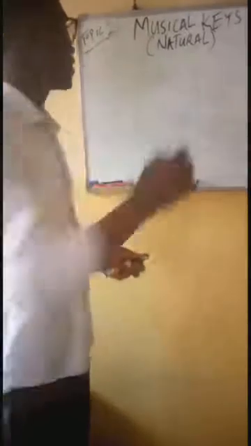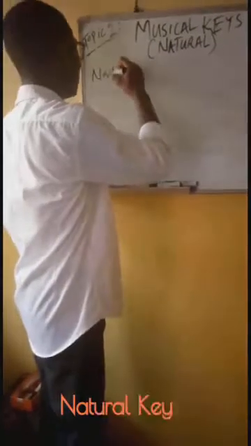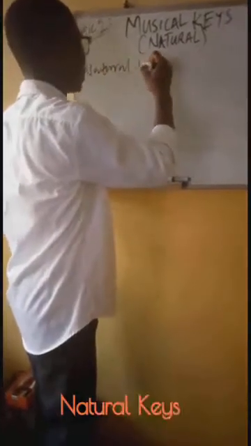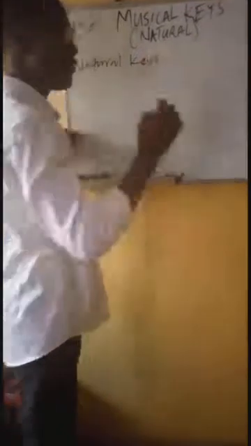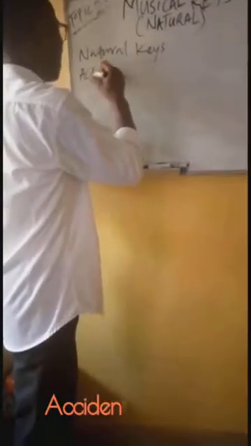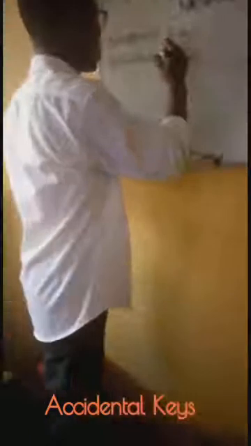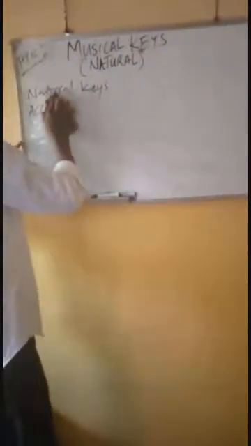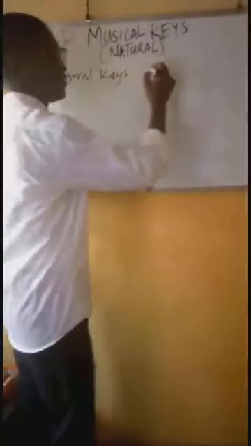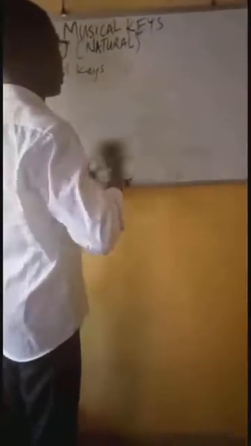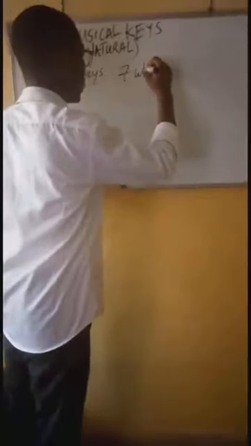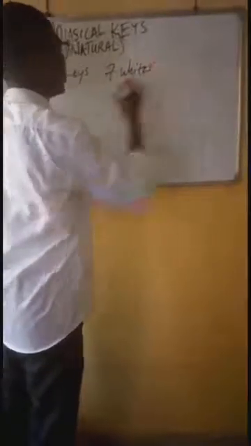Now those 7 whites are called natural keys, and the 5 blacks are called accidental keys. But for today we shall only discuss the natural keys. Accidental keys will be discussed in our next class. Now for the natural keys, as we say, there are the 7 white keys on the keyboard.